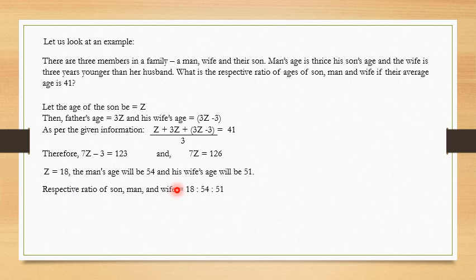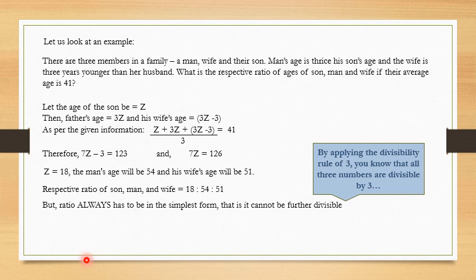Ratio 18 is to 54 is to 51, but ratio is always to be written in the simplest form, that is it should not be further divisible. Now in the last lessons you would have seen I told you the divisibility rules. So by the divisibility rule of 3 you can see that all these three numbers are divisible by 3, and all the elements of a ratio should always be divided by the same number.